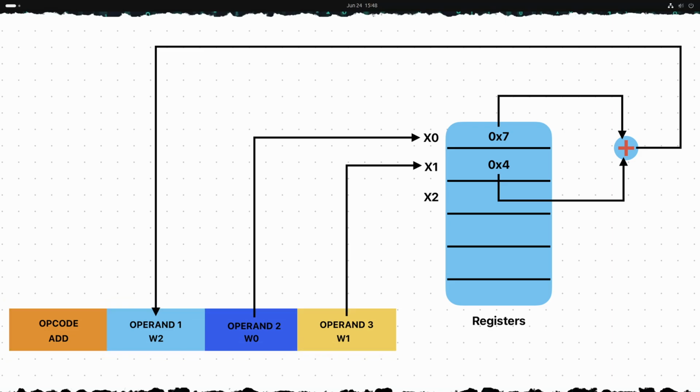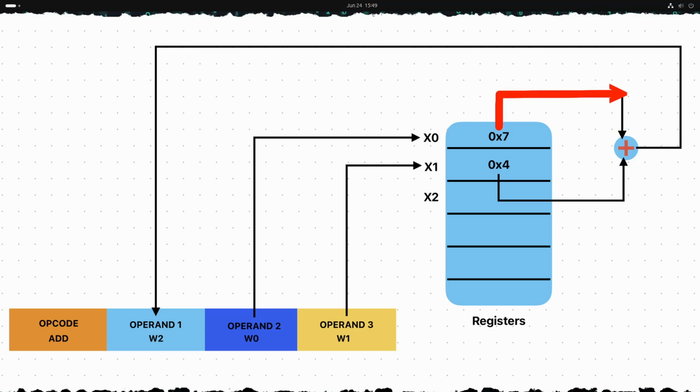For instance, here in this example, it's using W2, W1, and W0 as the operands, and how it will work is pretty simple. The first operand is going to be our destination where the final result will be stored. Then the next two operands are going to be our source. So firstly, the processor will look into the W0 register, which contains hex 7, and then it will look into the W1 register, which contains hex 4. Then it will perform the addition operation.